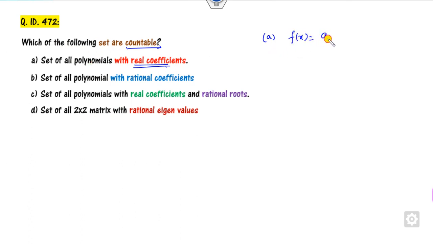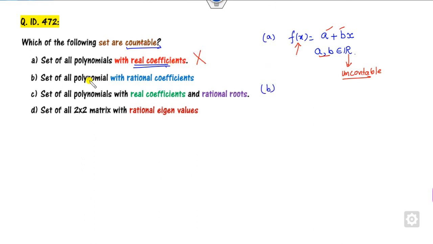A very simple example is a plus bx, where a and b are real coefficients, and we know that R is always uncountable. What is the meaning of that? Once a and b are uncountable, the set of polynomials is also uncountable, but we need a countable set. So this option is cancelled out.